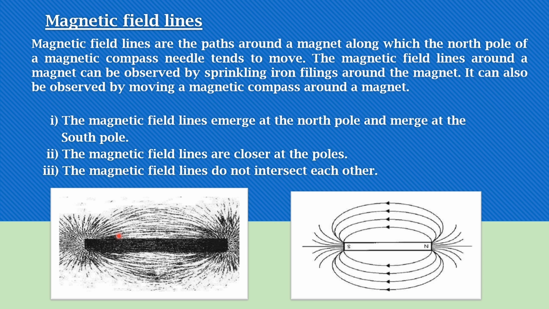When it is moved, we can easily see the iron filings are close towards the poles, because the magnetic power is more at the poles when compared to the center of the magnet.